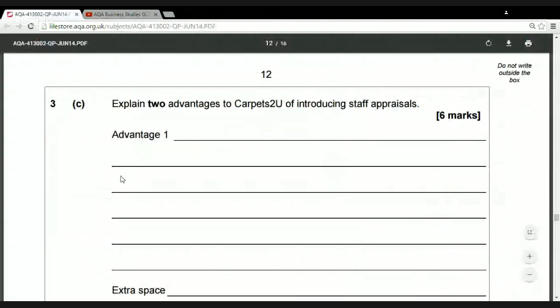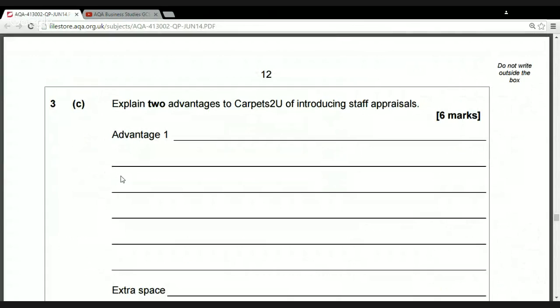So it says explain two advantages to Carpets2U of introducing staff appraisals. Why should they use staff appraisals? Possible answers include, this is basically two three-mark questions. You get one mark for the advantage, one mark for the advantage explained, and then one mark relating to the case study. That's the best way to go about doing it.